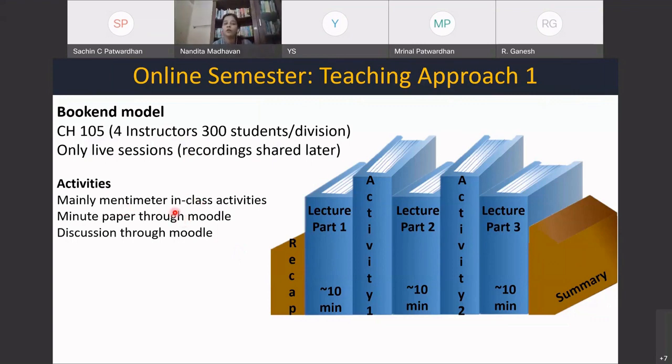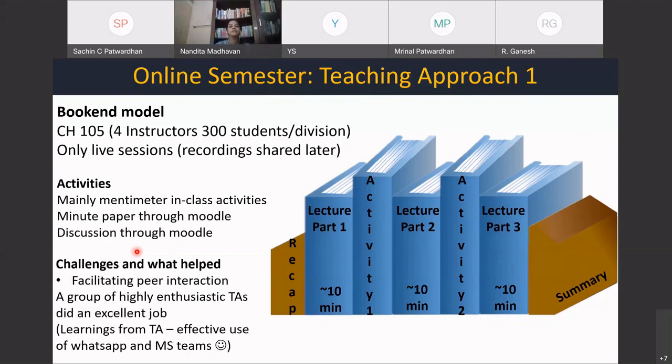Minute paper through Moodle hot question. And most of the peer interaction or the discussion happened offline through Moodle. I could not find a very good way to do this in class. So if anyone has any ideas, please feel free to email me so that we can discuss and I can try some of this in the coming semester. Some of the challenges which I faced is facilitating peer interaction, as I already mentioned this.